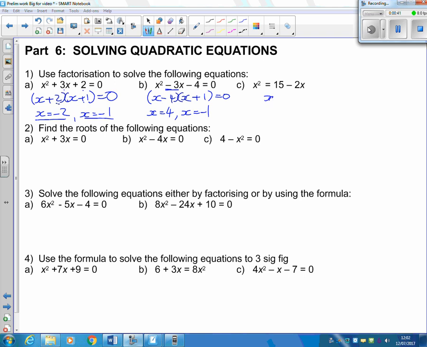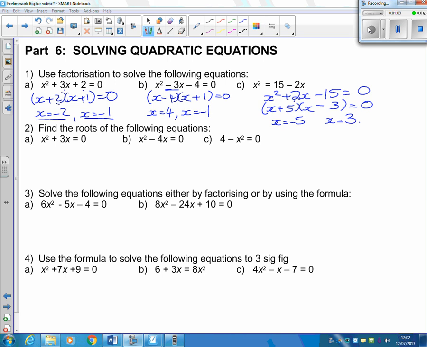This one needs some rearranging before we do the factorising. So add the 2x to both sides, take away the 15 as well. And so I've now got 5 and 3. You know 5 and 3 is 15. You know the difference between 5 and 3 is 2. Again, check which way round they go. It's plus 5 and minus 3 to get the plus 2 in there. So we've got the answers. x is minus 5 and x is 3.